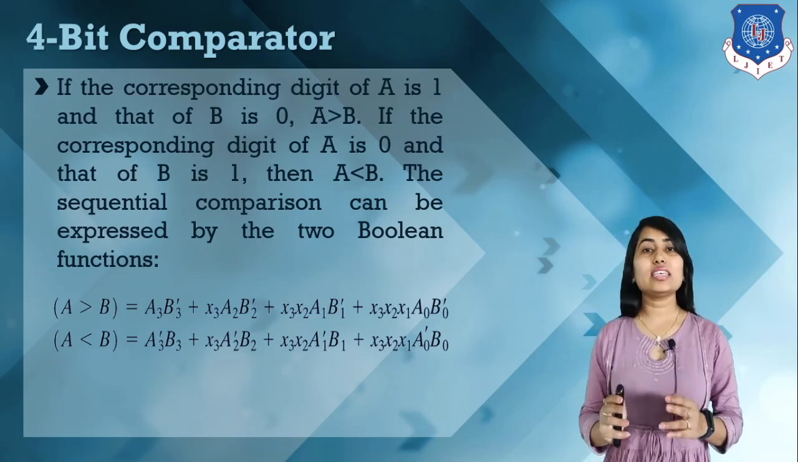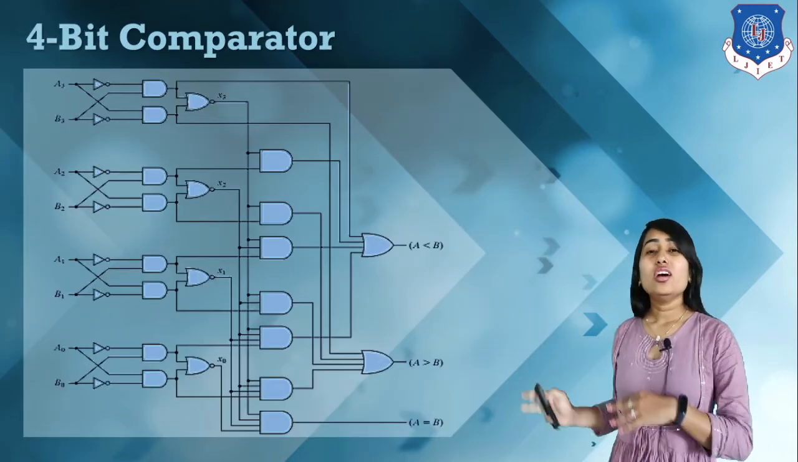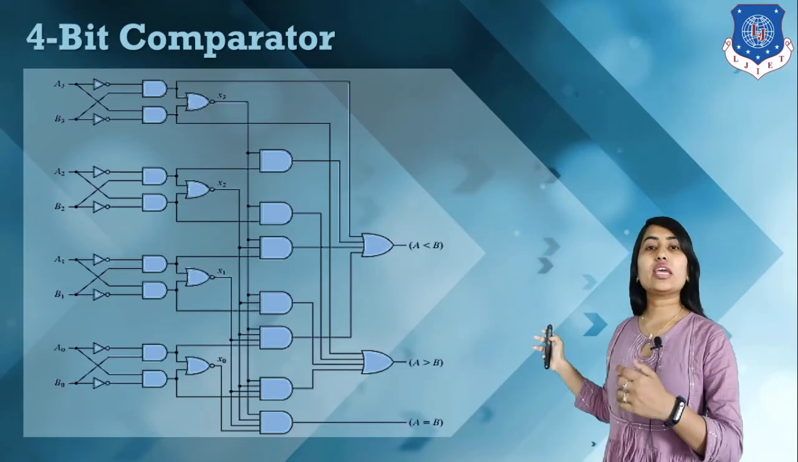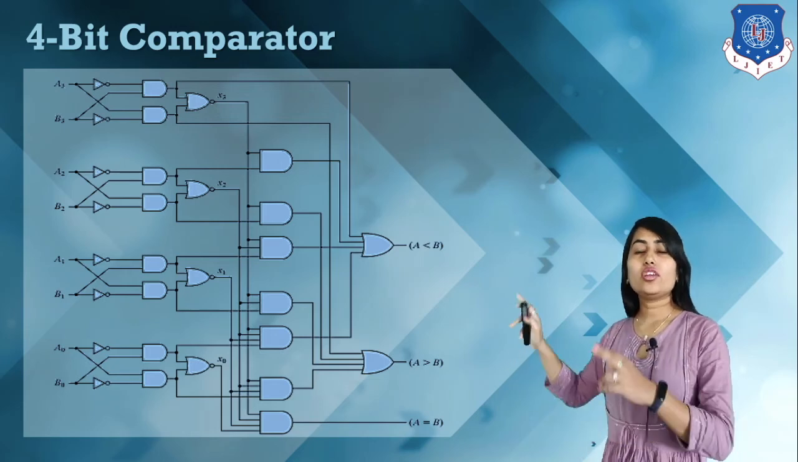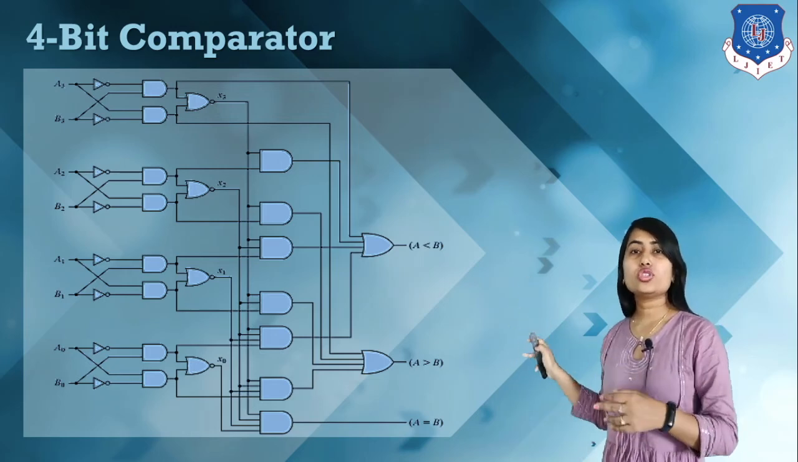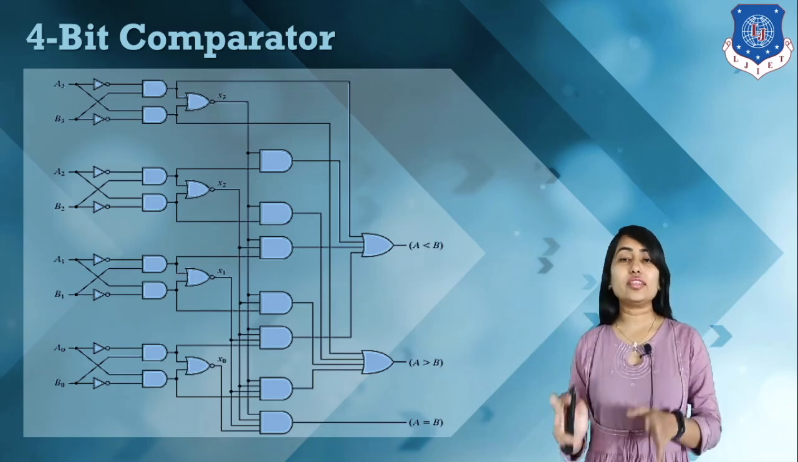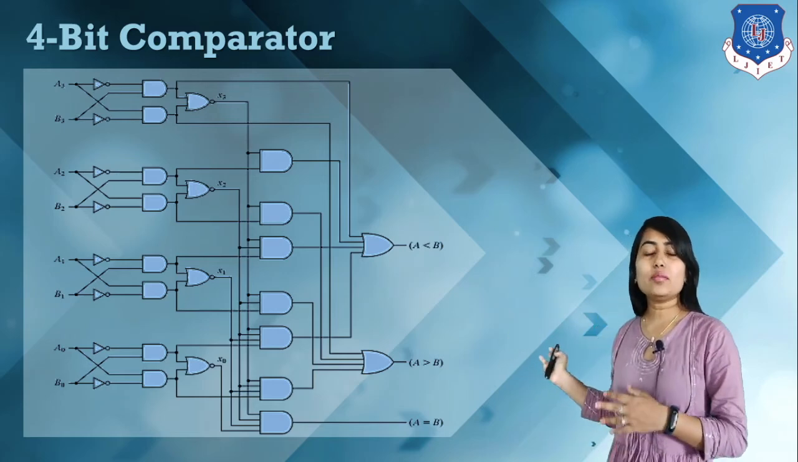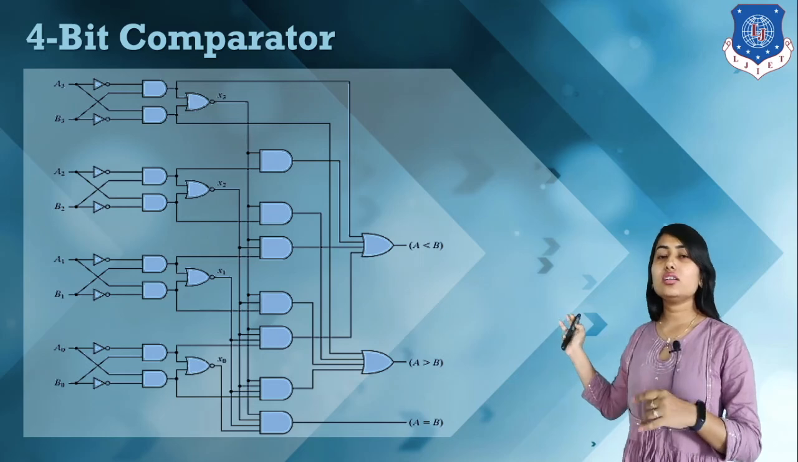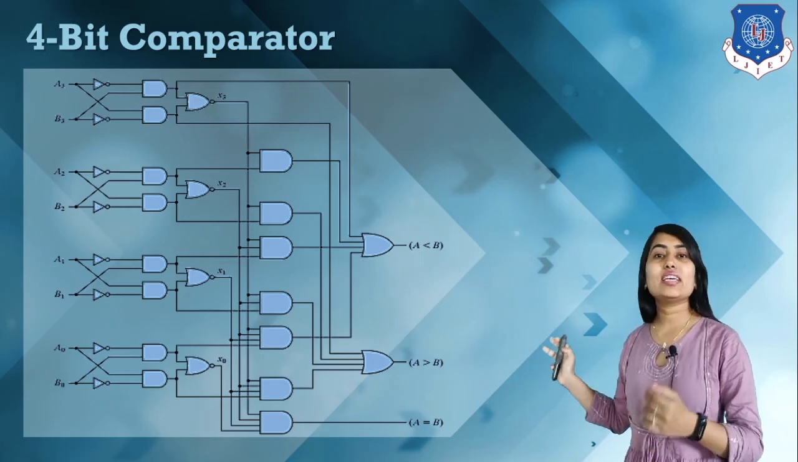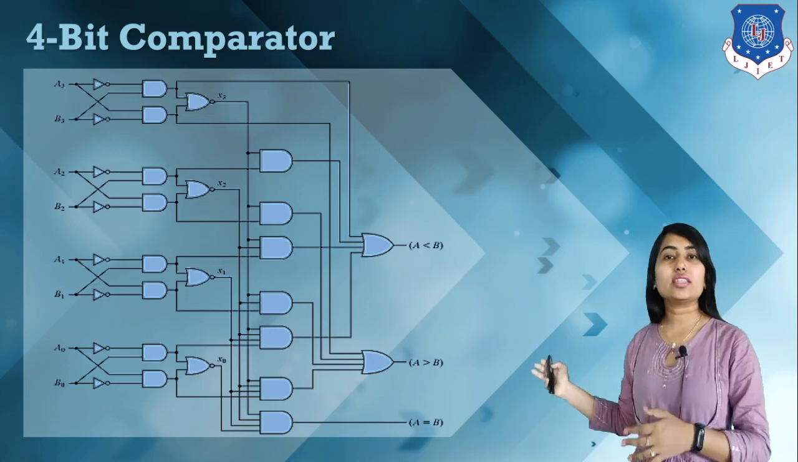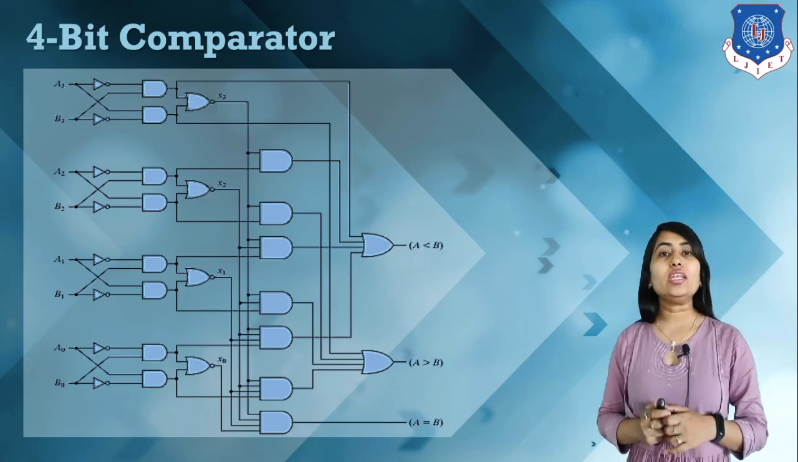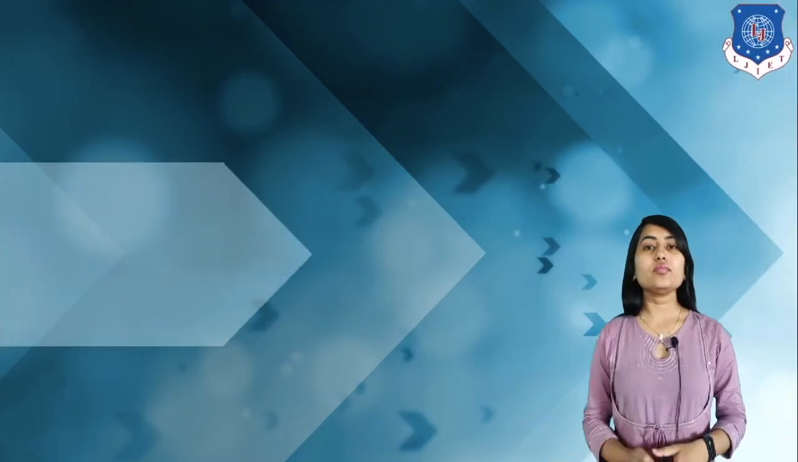So by considering these equations we can make a logical diagram for the 4-bit comparator. This is quite complex, but we can make it simple by just denoting the inputs and not drawing all the connections, and then make a diagram like this. Okay, so by considering the logical expressions for A greater than B, A less than B, and A equals B, we can make a logical diagram like this. Okay, so this is our 4-bit comparator. Thank you.